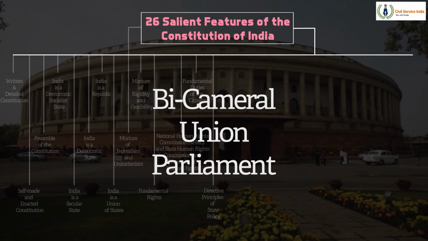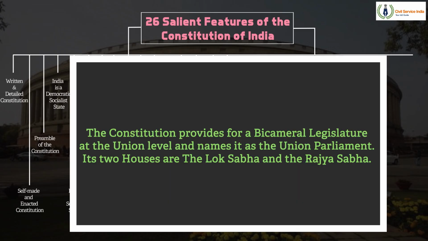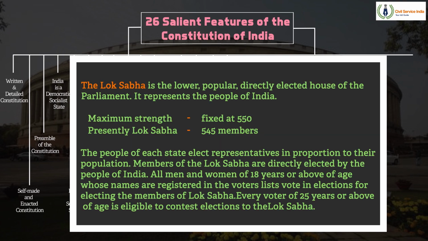Bicameral Union Parliament. The Constitution provides for a bicameral legislature at the union level and names it as the Union Parliament. Its two houses are the Lok Sabha and the Rajya Sabha. The Lok Sabha is the lower, popular, directly elected house of the Parliament. It represents the people of India. Its maximum strength stands fixed at 550. Presently Lok Sabha has 545 members.